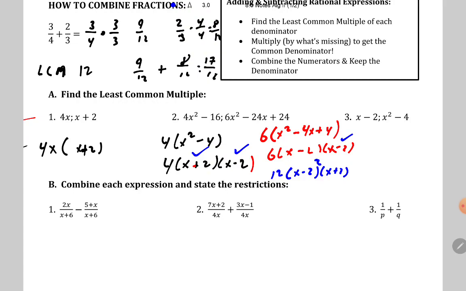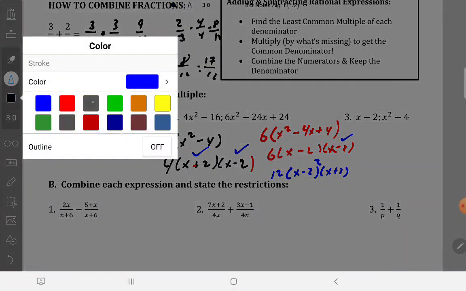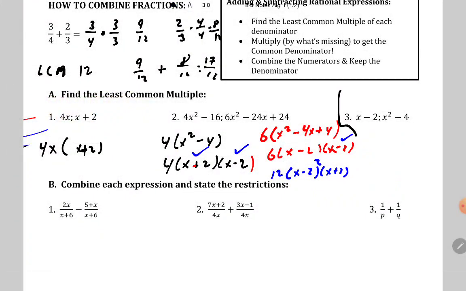Okay, let's do another one, part 3. We have x minus 2 on the left, and then we have x plus 2, x minus 2 on the right. So they both share an x minus 2, so I'm going to put that down, and then I'm going to put whatever's missing, x plus 2. That is the lowest common multiple.